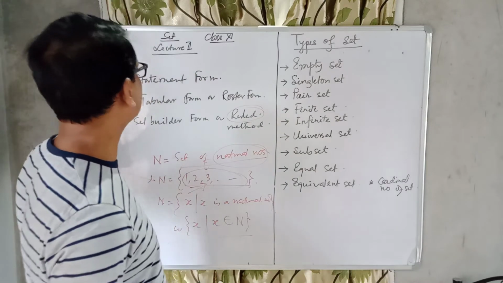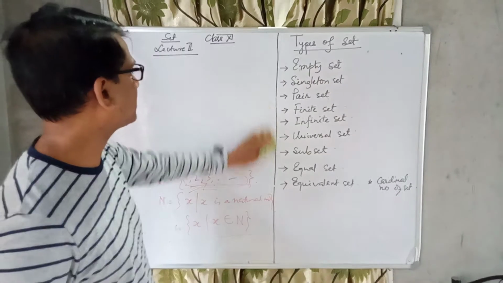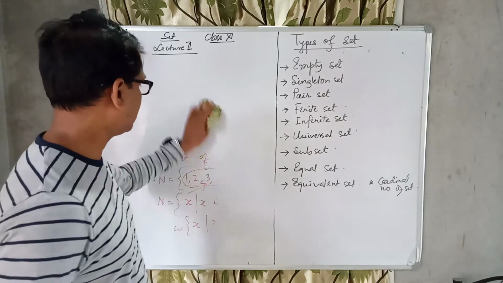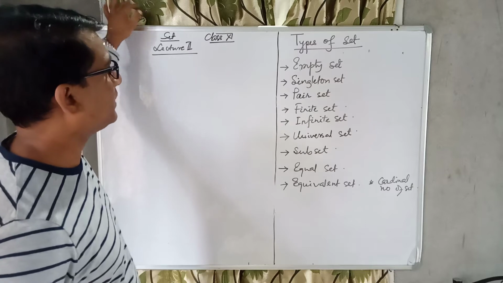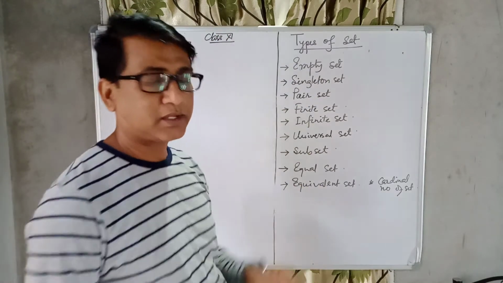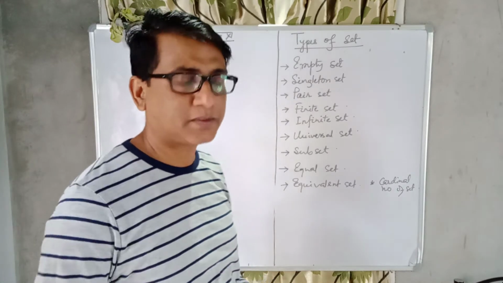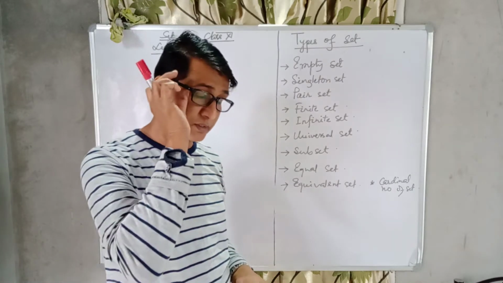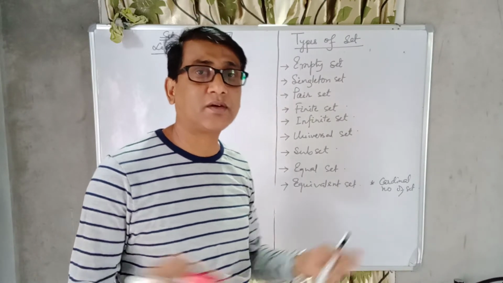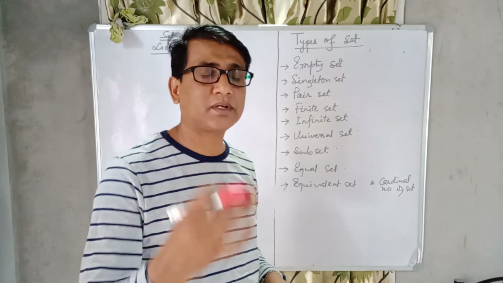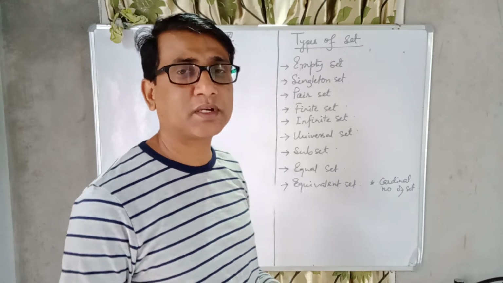Now today we will discuss the types of set. There are several types of set. First, set is nothing but a collection of objects. If there is no object, then what will we say? It depends upon the objects. If there are no objects, then what will come?